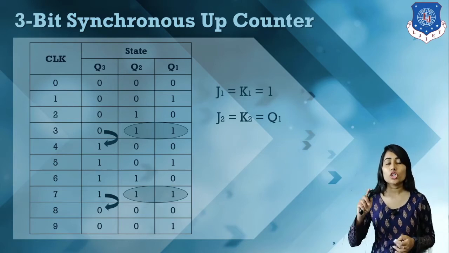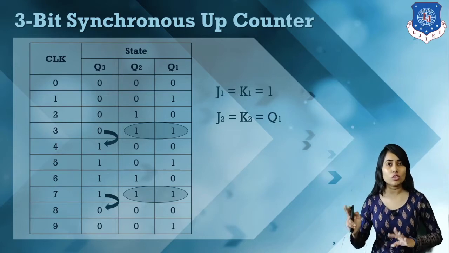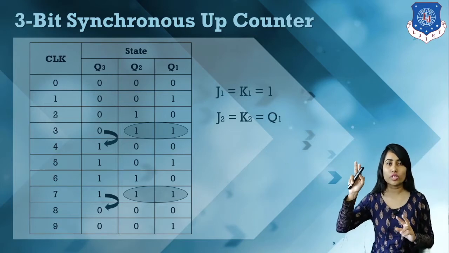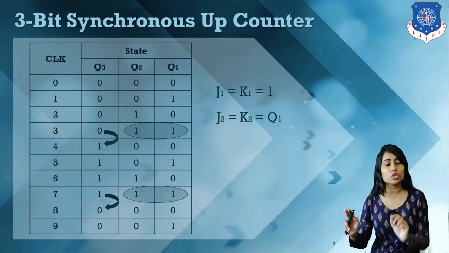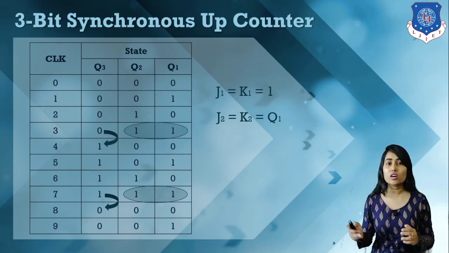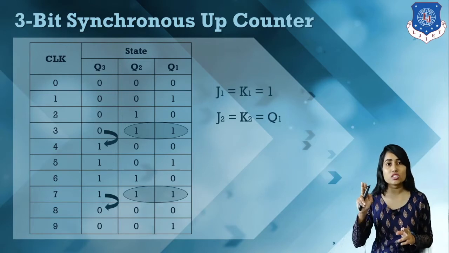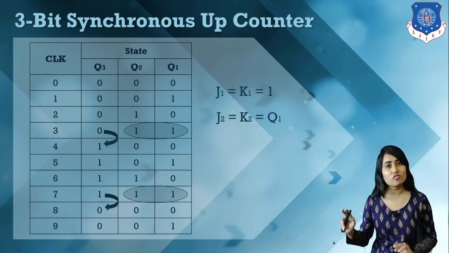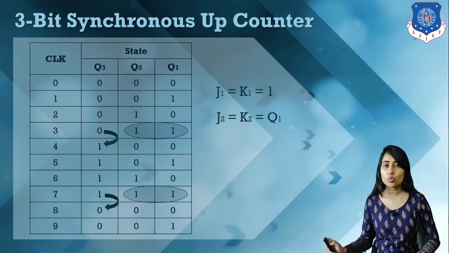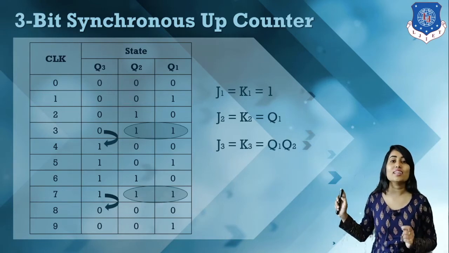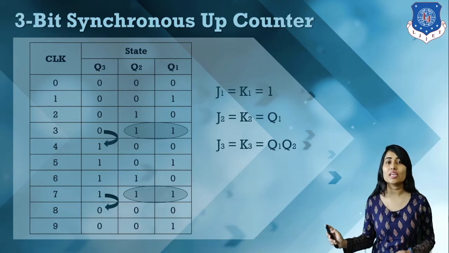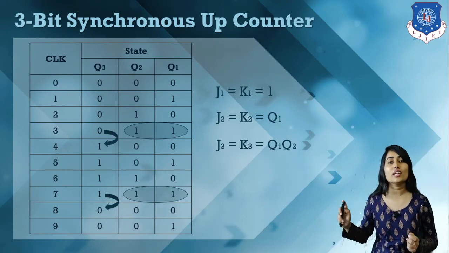That means if any of the inputs Q2 Q1 is 0, our AND operation output will be 0, right? Q1 into Q2. For 0 0, 0 1 or 1 0, Q1 into Q2 will be 0, which means a no change condition, and when Q2 Q1 is equal to 1 1, we have a change of state for the third flip-flop. That's why J3 K3 is equal to Q1 into Q2.